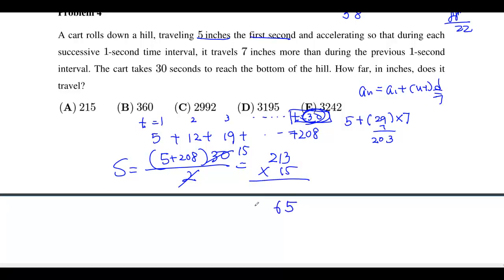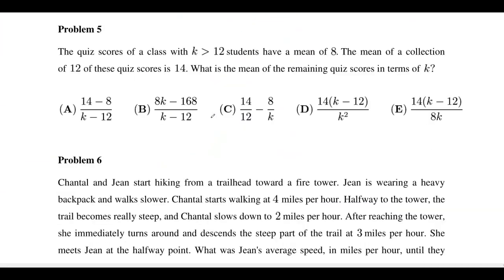15, 6, 10, and 203. Okay, you can add more. 3195. Okay, so choice D is the answer. Okay, that's number 4. Right, number 5 over here.